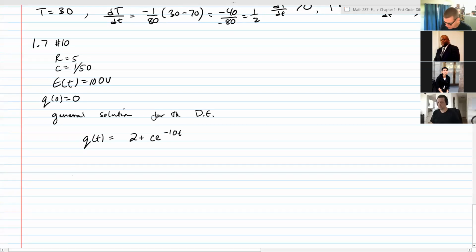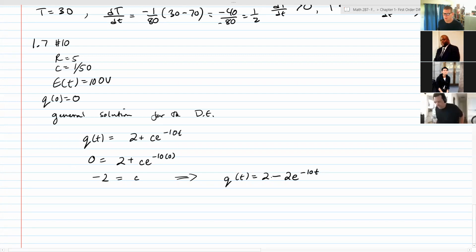So you end up with 0 equals 2 plus C e to the negative 10 times 0, and that means C equals negative 2. So your particular solution ends up being Q of t equals 2 minus 2e to the negative 10t. And there we go. Good? Awesome. You're welcome.